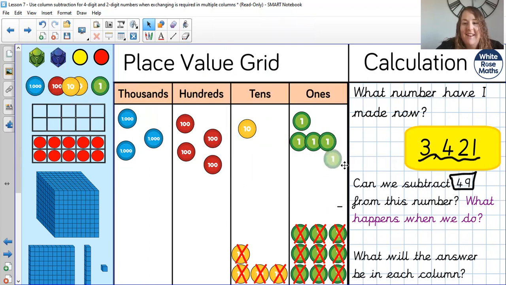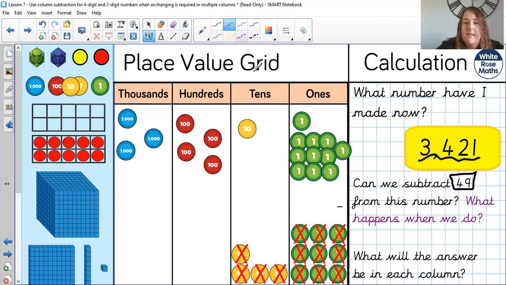1, 2, 3, 4, 5, 6, 7, 8, 9, and 10. So I've still got 11 ones now, and then I can start my subtraction. I need to get rid of 9 of them. 1, 2, 3, 4, 5, 6, 7, 8, and 9.